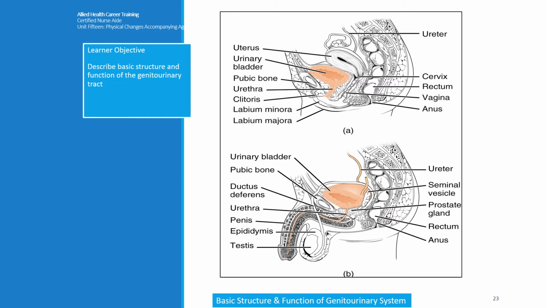Then at the back, you have the anus. So women are going to have three different holes: one for urine, one for babies, and one for poo. Men are a little bit different.